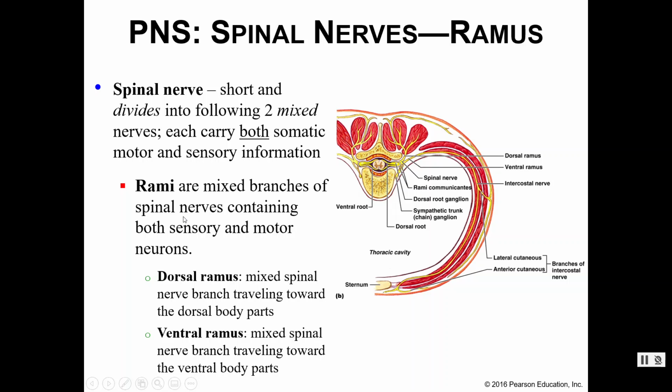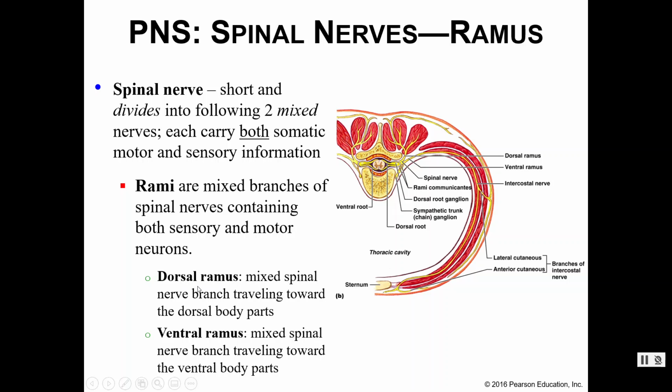Now keep in mind your spinal nerves are mixed nerves, so we're carrying both sensory and motor neurons within this location. These rami, these branches, are also going to carry sensory and motor neurons. Now, it sounds complicated, but this is going to make a lot of sense.